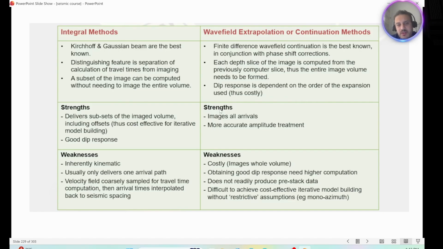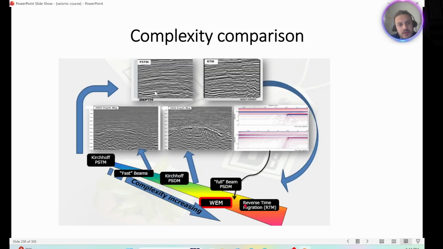This is the difference between the integral method and wave field extrapolation, the continuous method. We have the strengths and the weaknesses. This delivers a subset of the image volume. This images all arrivals, and this has good dip response and more accurate amplitude treatment. This is the complexity conversion. So we start from the pre-stack time migration, and then we go to pre-stack depth migration. The complexity will be more, and then we have full beam pre-stack depth migration. It will be more complex, and also we have the reverse time migration, which is the most complex.